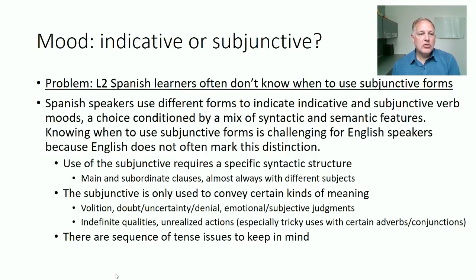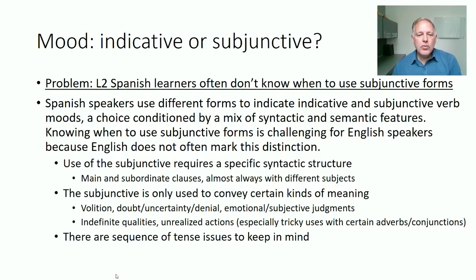Moving on to the third difficulty, that's knowing whether or not to use the subjunctive. So the problem is that as L2 learners of Spanish, we don't always know when to use the subjunctive, right? Spanish speakers use different forms to indicate indicative and subjunctive verb moods. And this is a choice that's conditioned by at least 2 things, right? There has to be a certain syntactic structure and there have to be certain semantic features, right? There has to be a certain type of meaning being expressed.